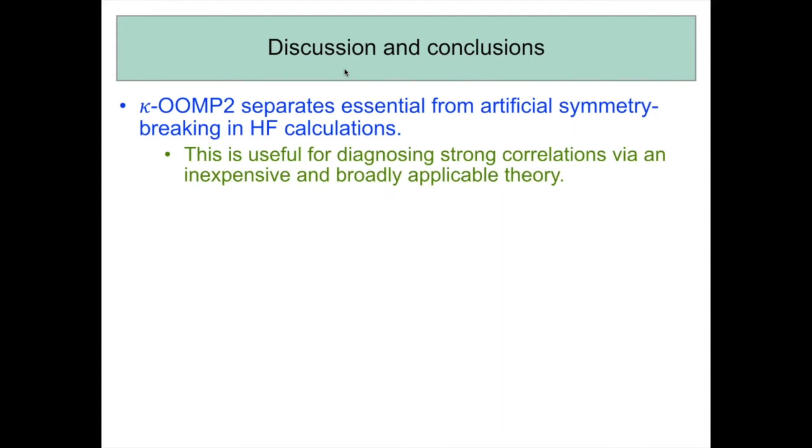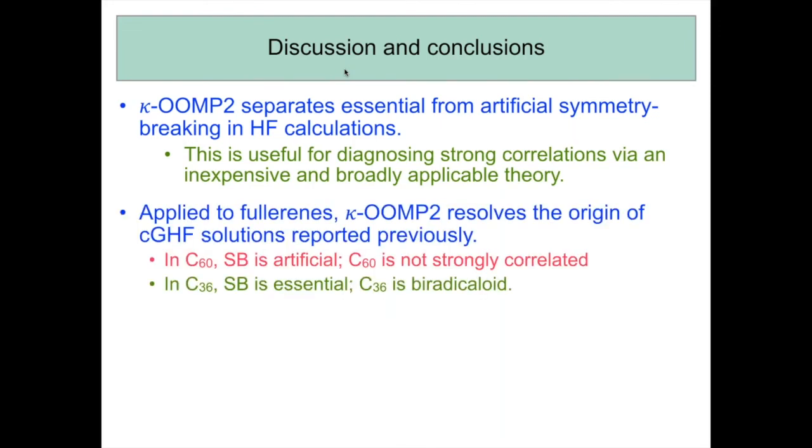But anyway, in kappa MP2, we've separated essential from artificial symmetry breaking, and this is useful for interpretation. It's like a diagnostic for strong correlations. And it resolves, we believe, the ambiguous origin of CGHF solutions reported previously. We suggest that in C60, the symmetry breaking is primarily artificial, namely that the C60 molecule is not, in fact, strongly correlated, and kappa MP2 restores symmetries for even quite strong regularizers.